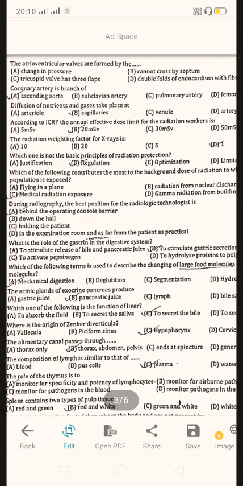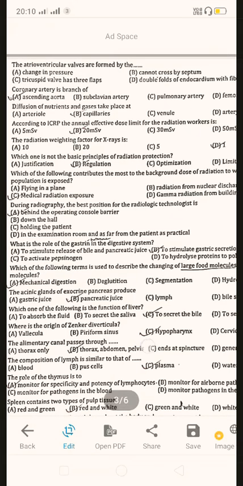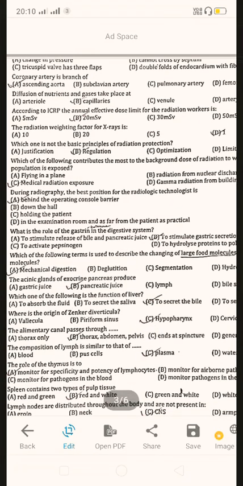First question: the atrioventricular valves are formed by the... the correct answer will be D, a double fold of the endocardium with fibrous tissue. Second, the coronary artery is a branch of the ascending aorta. The correct answer is A.